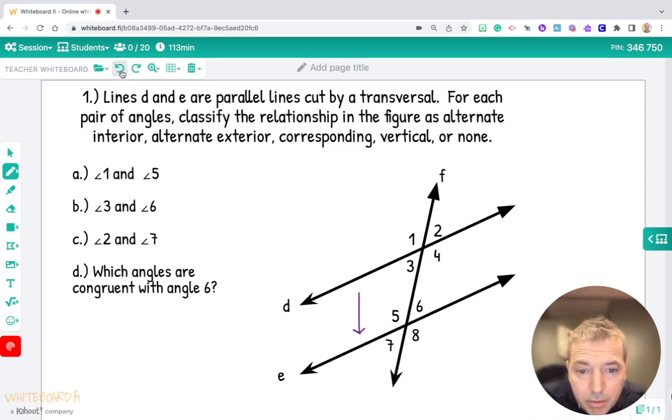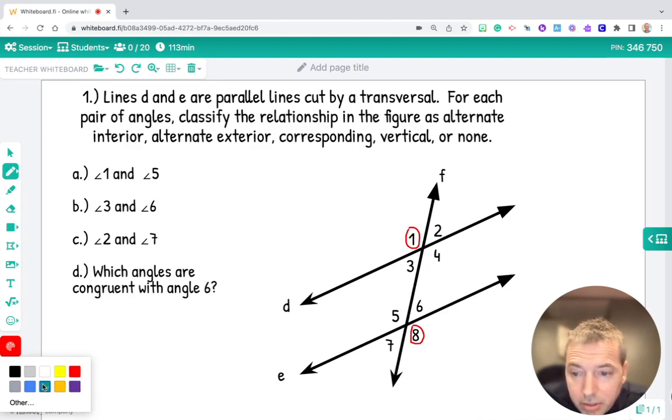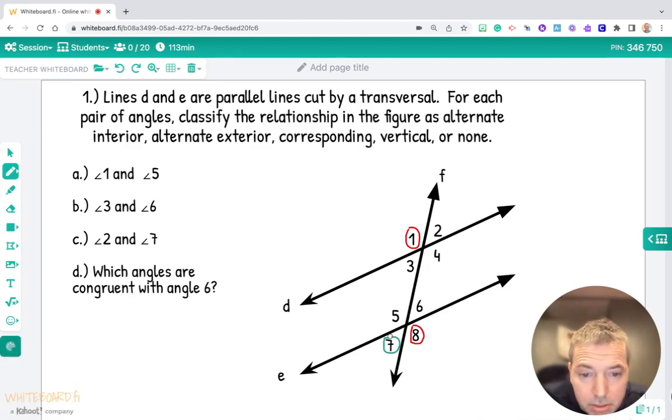So let's talk about alternate exterior. Alternate exterior means on the outside of the lines. So it's talking about these angles right here and these angles right here, right? So alternate exterior means, again, 1 and 8 are on opposite sides of that transversal line, but they're on the outside. So those are alternate exterior, and so are angles 7 and 2. Those are alternate exterior angles.